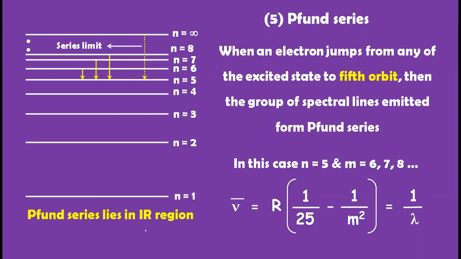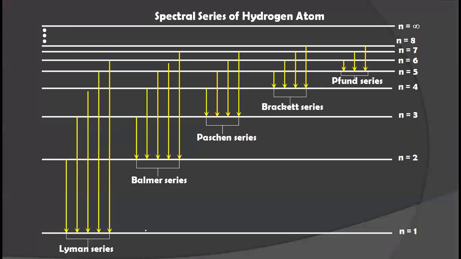Now, lastly, you need not draw the diagram individually for each and every series. You can draw such a consolidated diagram indicating all the series. So you can see Lyman series, Balmer series, Paschen, Brackett, and Pfund series. So that's all about the spectrum of hydrogen.